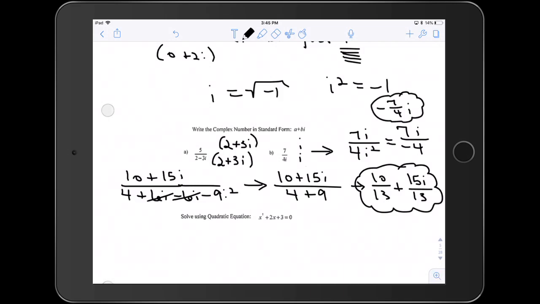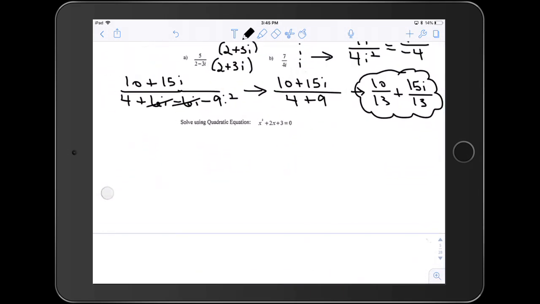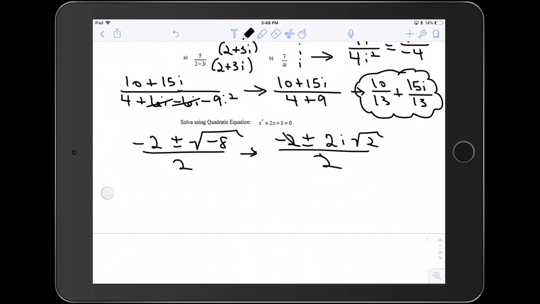Okay. Last but not least, just trying to keep the video from being so long, is solving using the quadratic formula again. I'm just going to let you know that when you do this, you should end up with the answer -2 plus or minus square root of -8 over 2. When you simplify this, you should pull the i out and simplify that radical, which would be 2i square root of 2 over 2. And then you can divide those out, and you end up with -1 plus or minus i square root of 2.